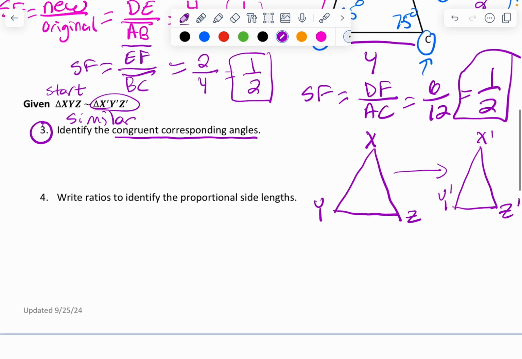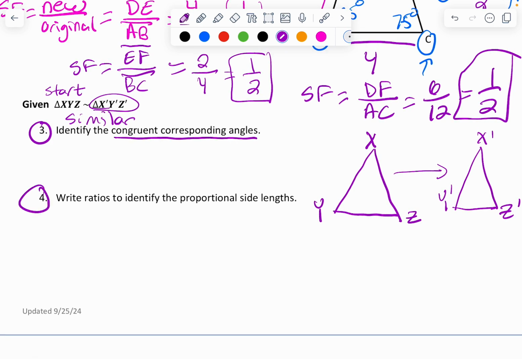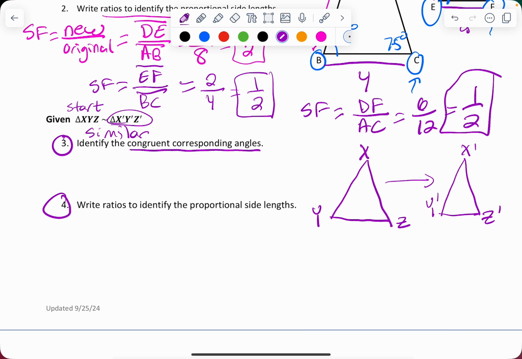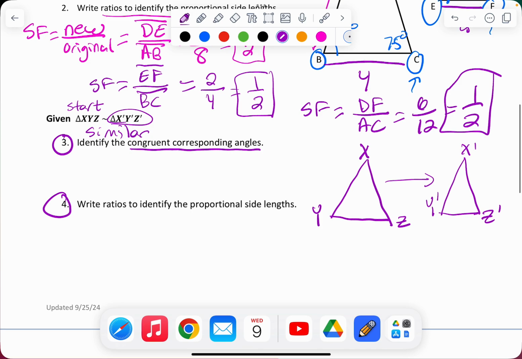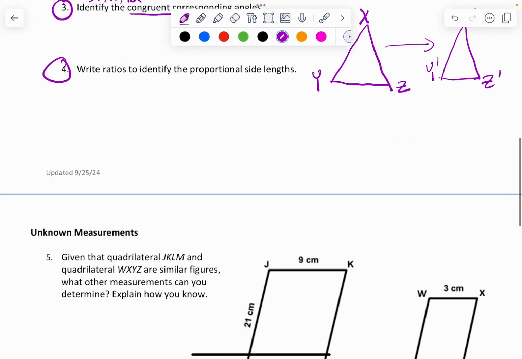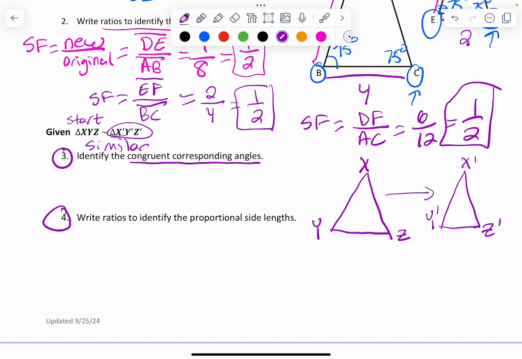So I'm going to ask the substitute to pause the video, and I want you to take some time and identify which angles are equivalent. You don't even have to tell me the angles that they are, just what letter corresponds to the other letter. So if you could pause the video for about 3 minutes and give students a chance to try 3 and 4. Go ahead and pause the video now.